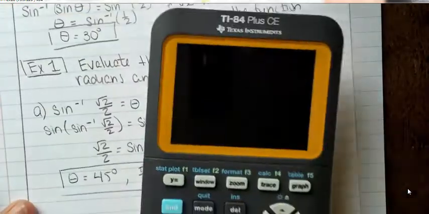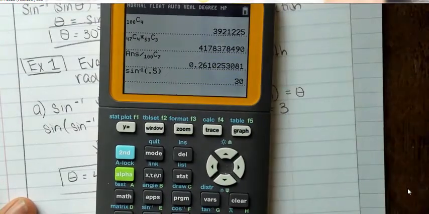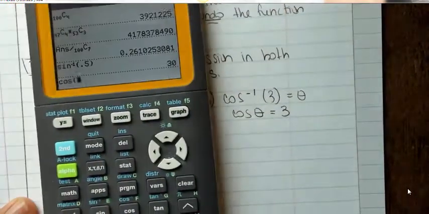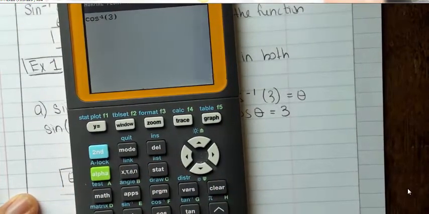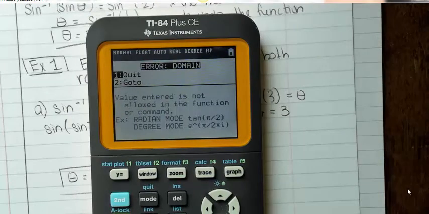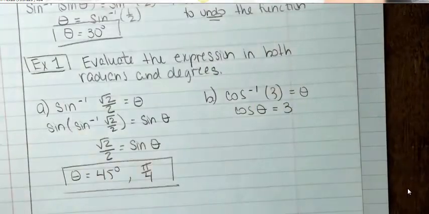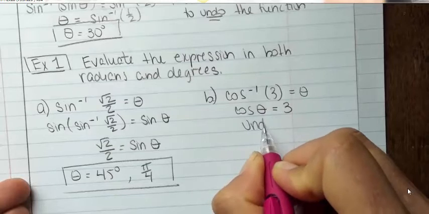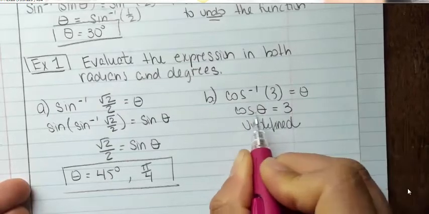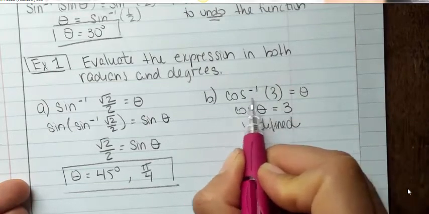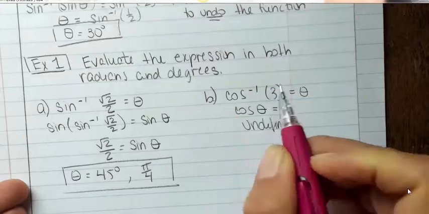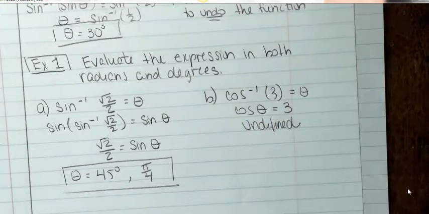And if you don't believe me, come back to this and try to do cosine inverse of 3. Oops, not cosine, cosine inverse. And look what you get. You get an error, and this is a domain error because it's not in the domain or range. Okay? So for cosine, this is going to be undefined because on the original cosine graph, there are no outputs that are 3. And on the cosine inverse, there are no inputs that are 3. Remember, those inputs and outputs get switched.